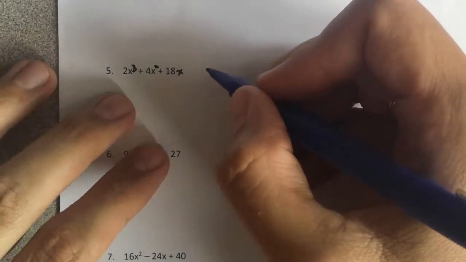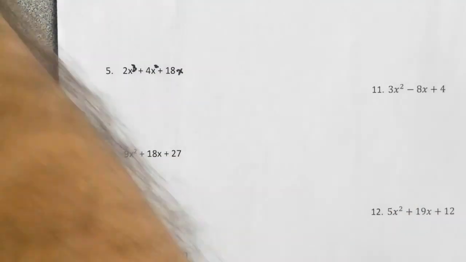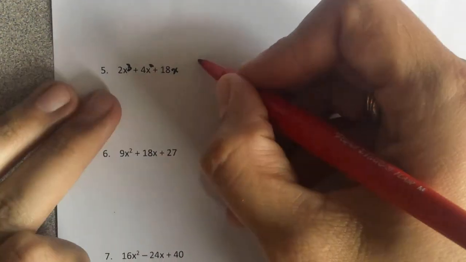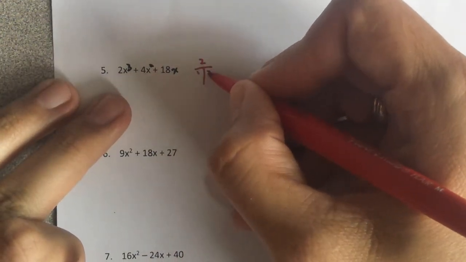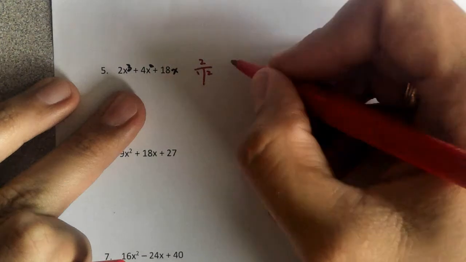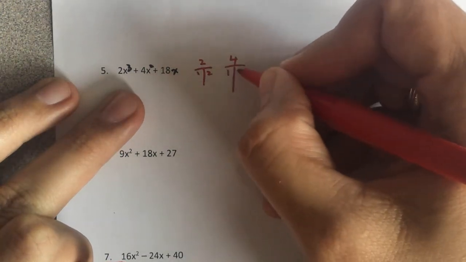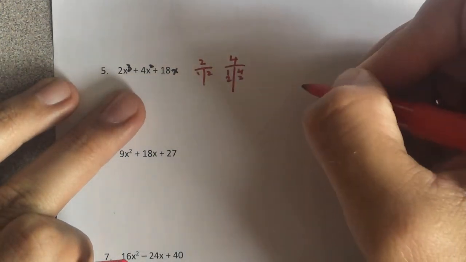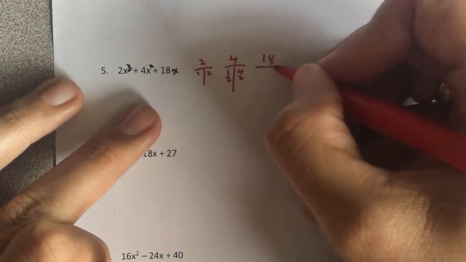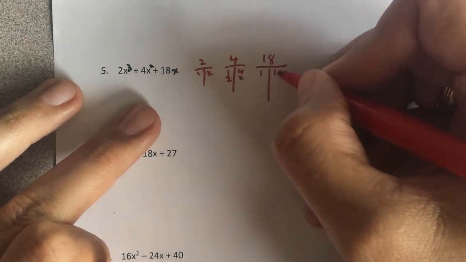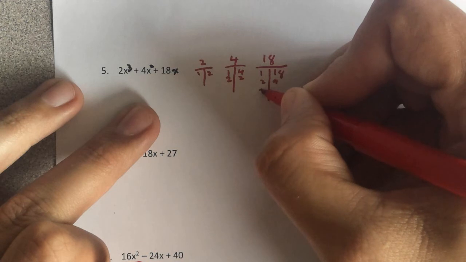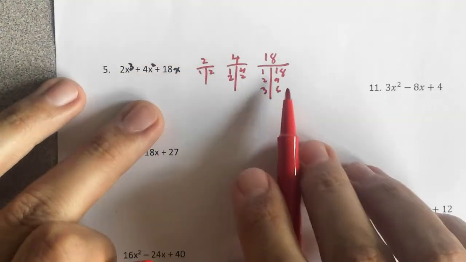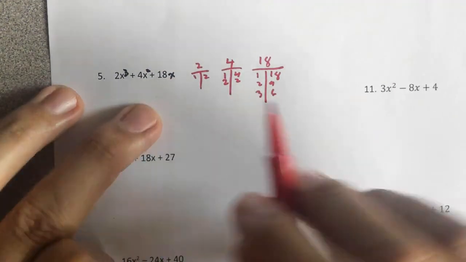Let's first look at the numbers. Let's say we do my 2. 2's prime. It's only 1 and 2. Factors of 4 we have listed above. 1 and 4, 2 and 2. 18 we also have listed above. 1 and 18, 2 and 9, 3 and 6. What's the largest number they all have in common?